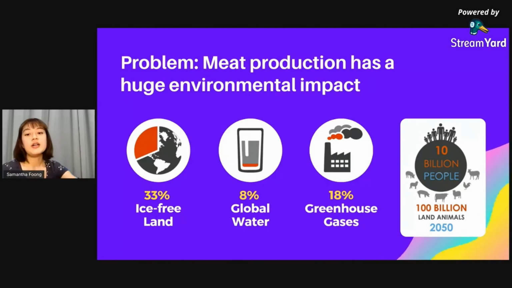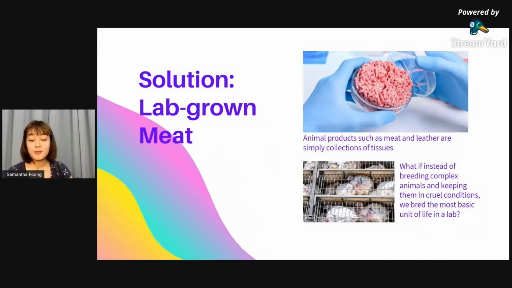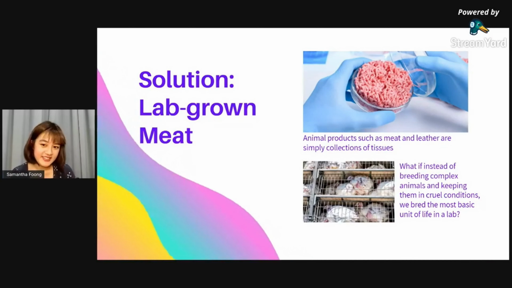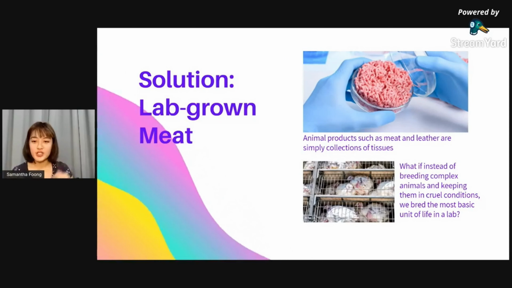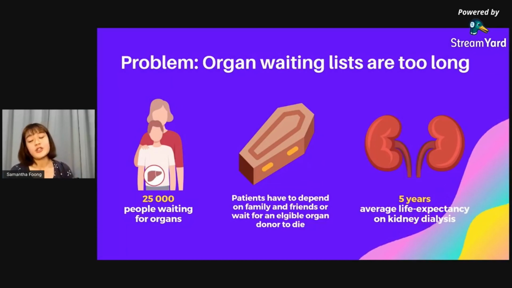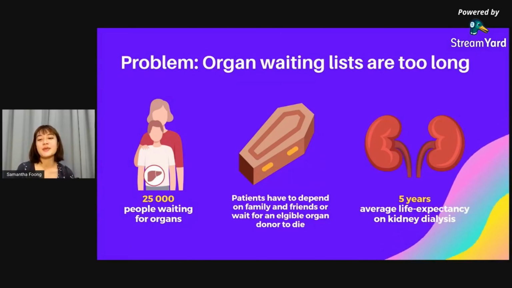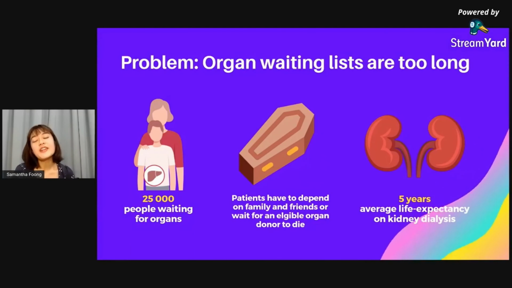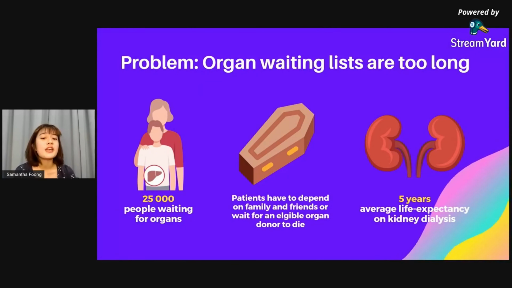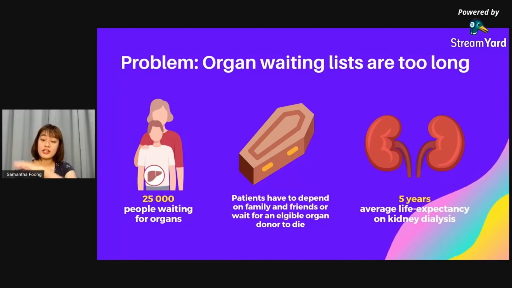Okay, so another big problem that we're facing today is the lack of organ donors, particularly a lack of kidneys. Right now in Malaysia alone, there are 25,000 people on the organ donation waiting list, and about 99.9% of them need a kidney. And without a healthy kidney, these patients tend to live on average about 5 years if they need dialysis. Dialysis is basically a process of cleaning your blood.